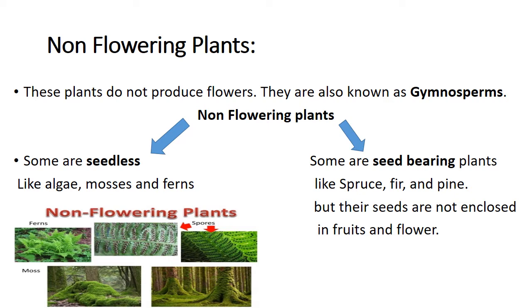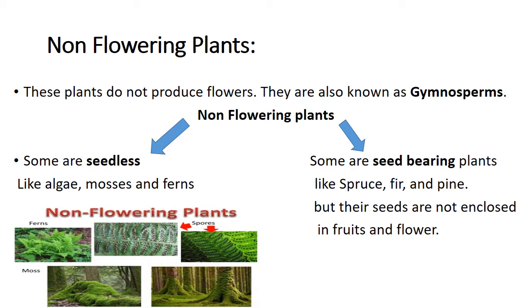Some are seedless, that is, they don't have any seed, like algae, mosses, and ferns. You can look at your book. In your book, there are different pictures given, and if you look at this picture, these are your ferns. You have mosses. Then you have the second type of non-flowering plants.